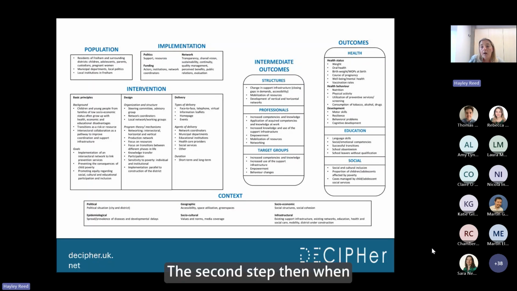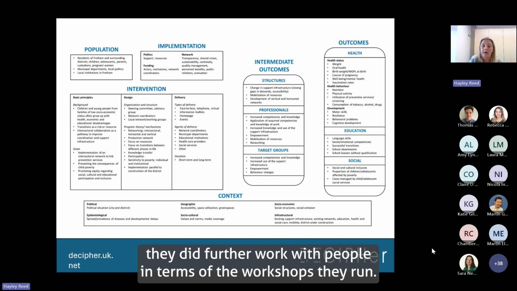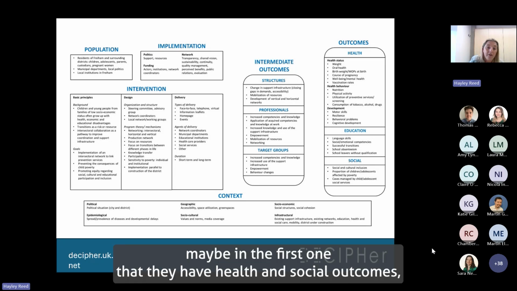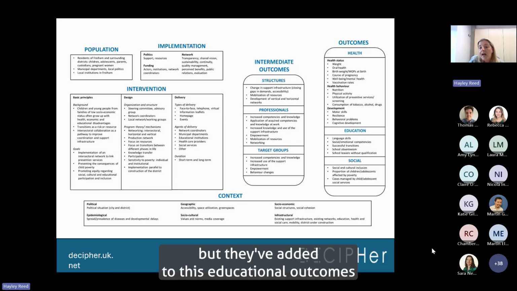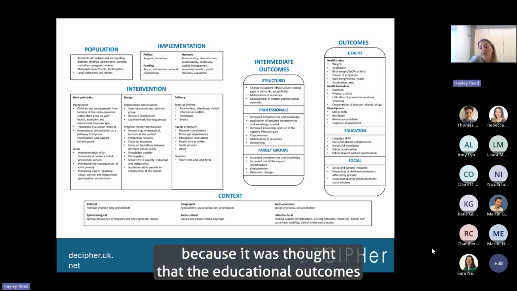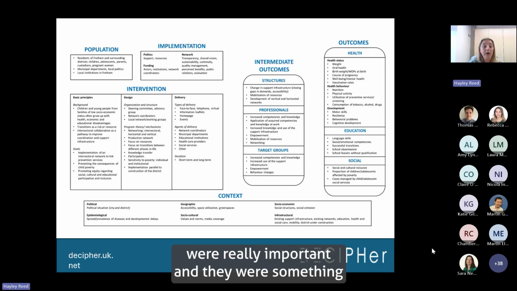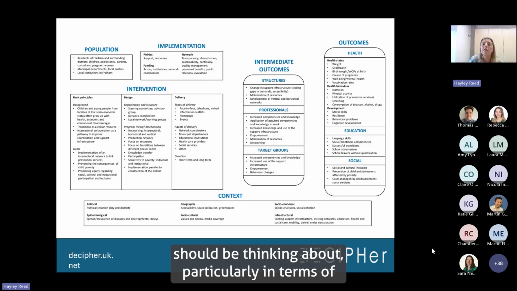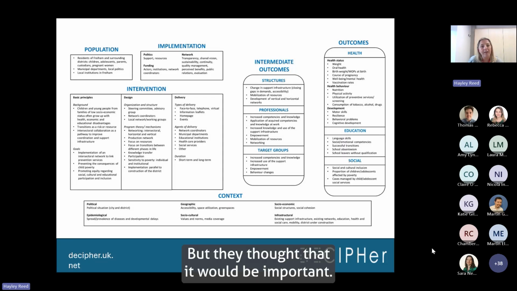The second step then, when they did further work with people in terms of the workshops they ran, they found that actually, and you'll have noticed maybe in the first one that they had health and social outcomes, but they've added educational outcomes because it was thought that the educational outcomes were really important and something they should be following up and the municipal should be thinking about, particularly in terms of targeting that transition.